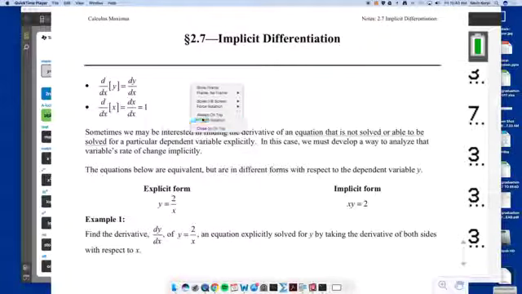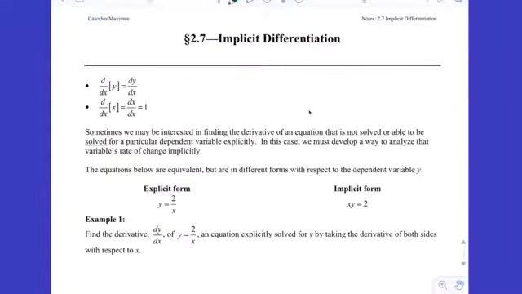Yay, okay, that worked. 2.7, implicit differentiation. Y'all have heard the word implicit before. What does implicit mean? Just in a non-math context. Not explicit. Okay. So then what does explicit mean?